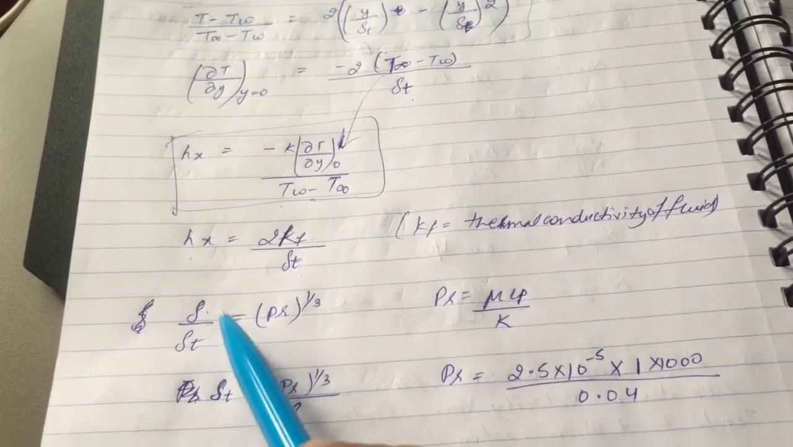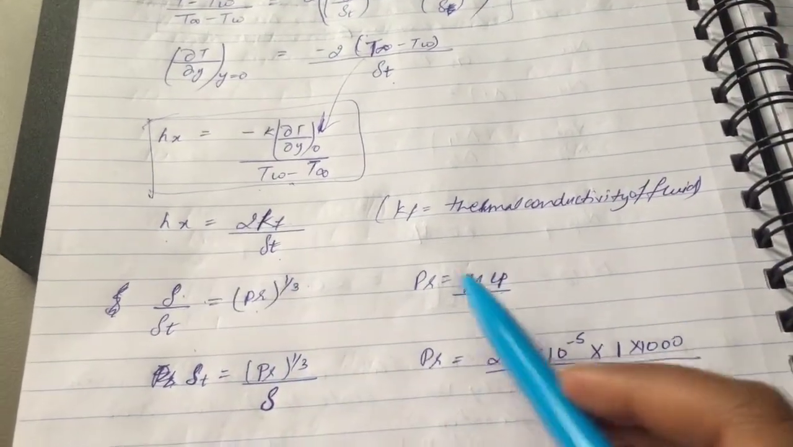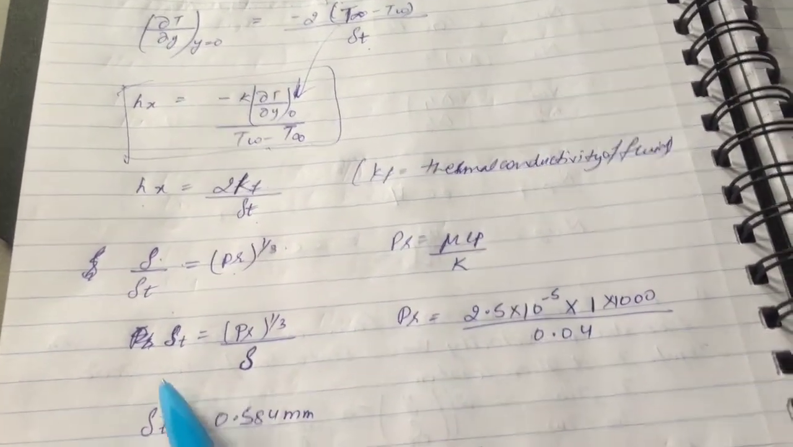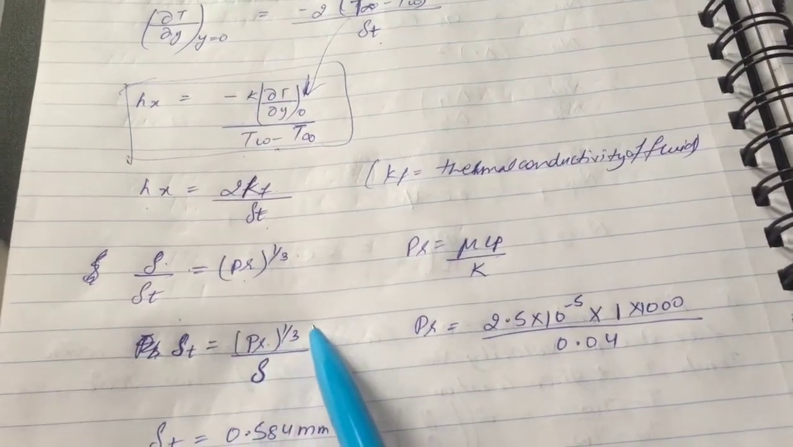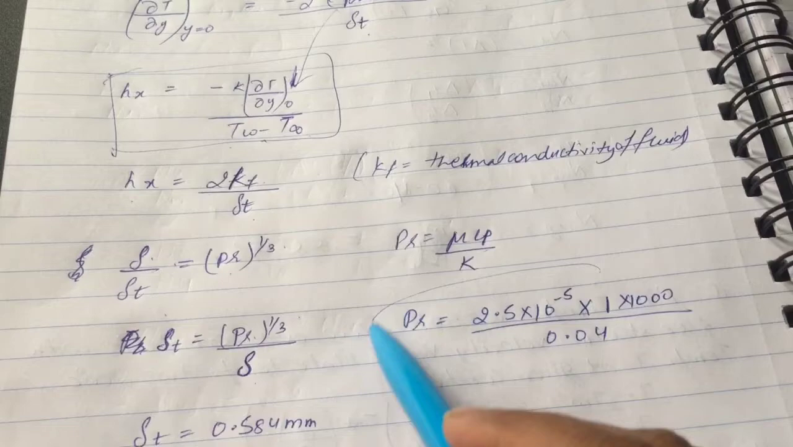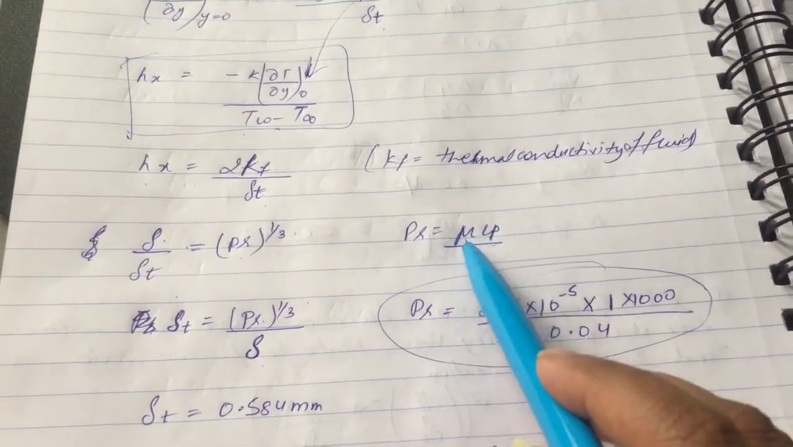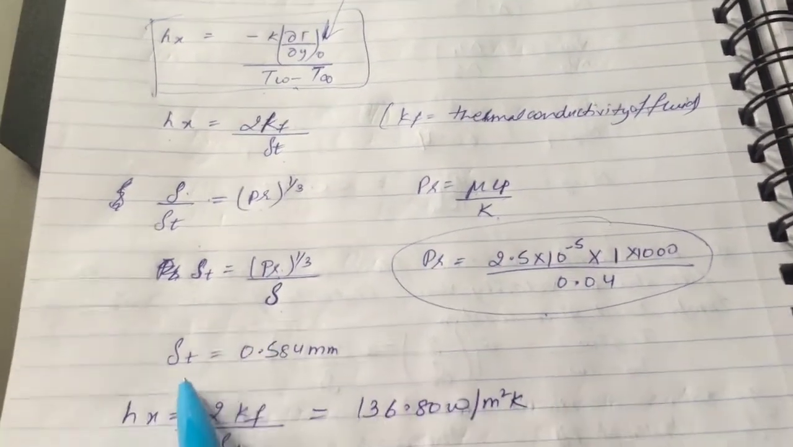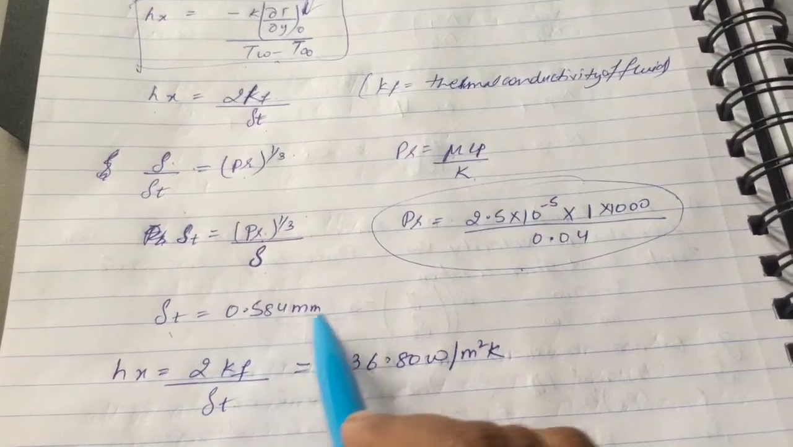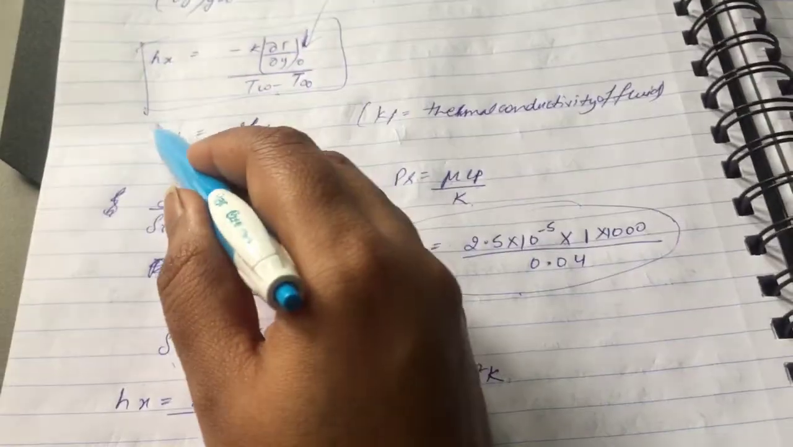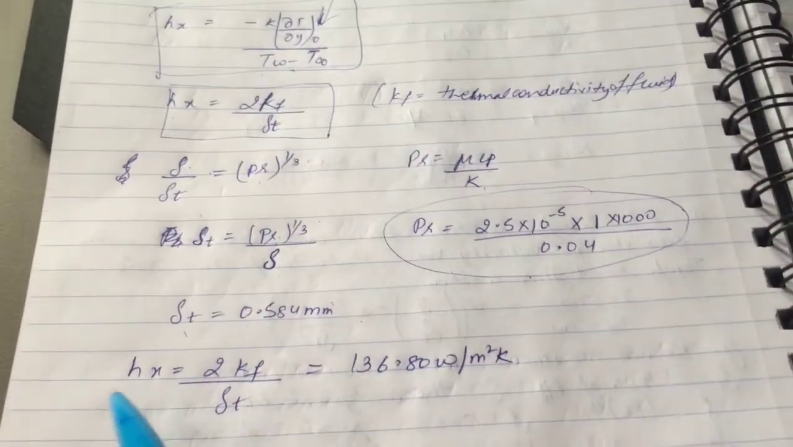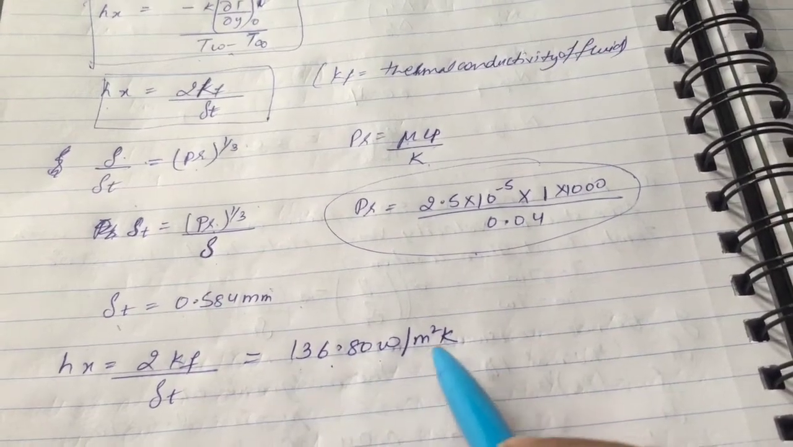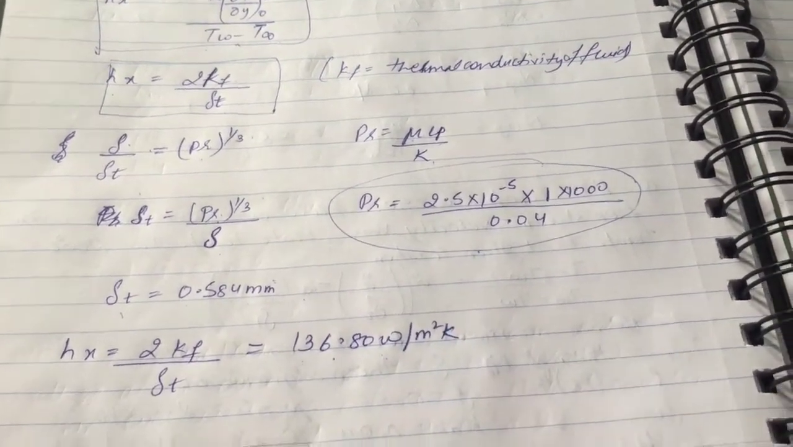We know that delta by delta T is Prandtl to the power 1 by 3, and Prandtl number is equal to mu Cp by K. So delta T would be equal to Prandtl number to the power 1 by 3 by delta, and the Prandtl number we have calculated by putting in the value of mu Cp by K. Putting the value of Prandtl number here, our delta T comes out to be 0.584 mm, and in the equation Hx equal to 2 Kf by delta T we put the values and Hx comes out to be 136.80 watt per meter square Kelvin.